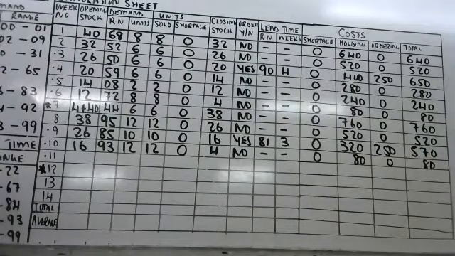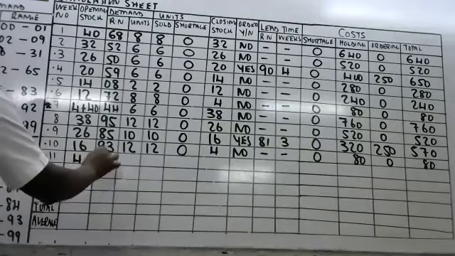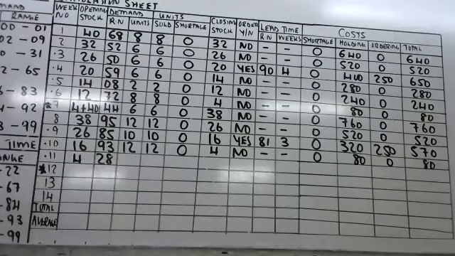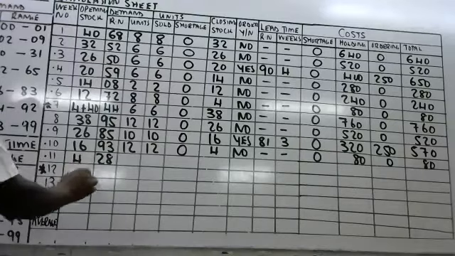Higher. After that, week 11, we open with what? 4. The random number is 28. So 28 gives us how many units? 4.